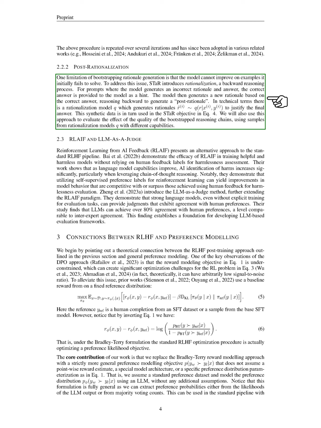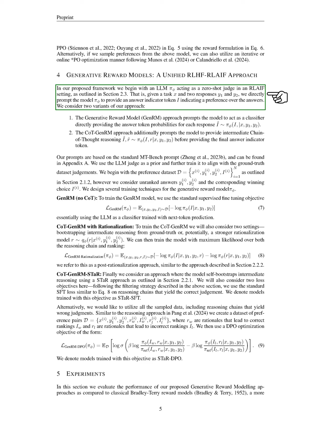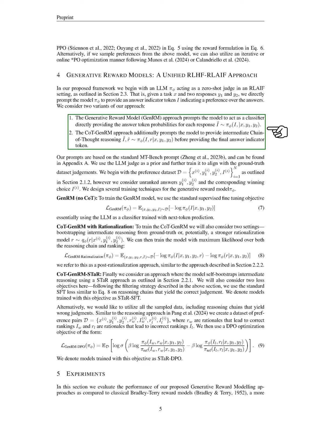Finally, we propose a unified RLHF/RLAIF framework using generative reward models. Here, we start with an LLM acting as a zero-shot judge, prompting it to indicate preferences between two responses. We explore two variations: the generative reward model, GenRM, which directly provides answer probabilities, and the GenRM, which includes intermediate reasoning before the final answer.